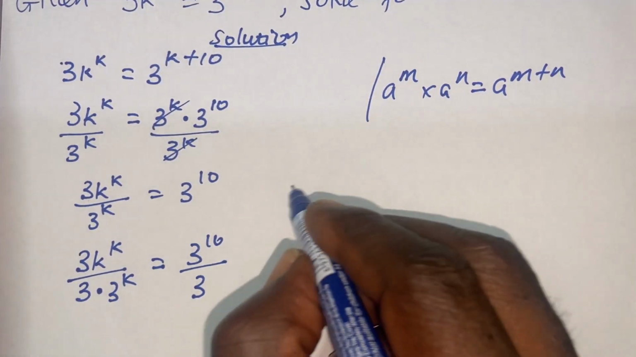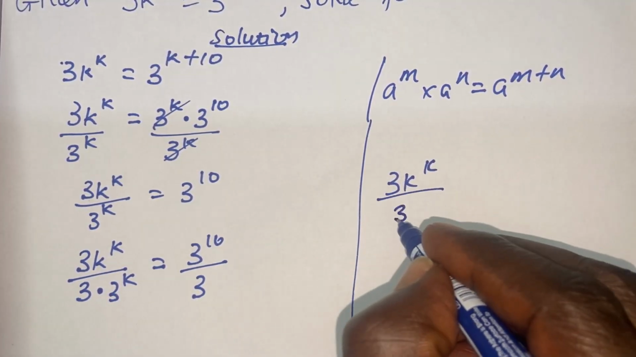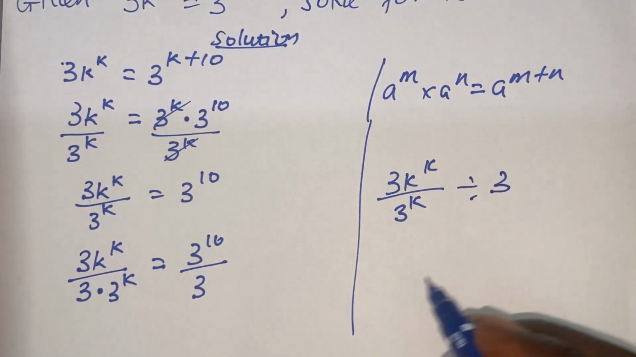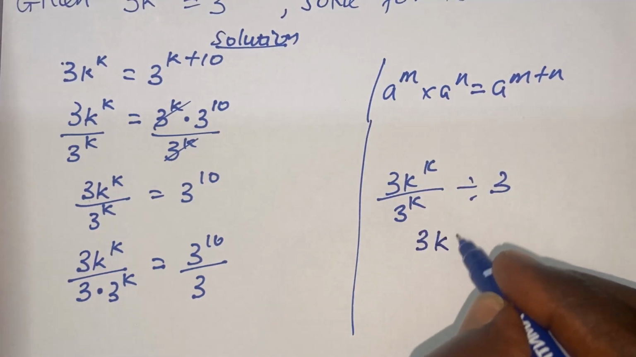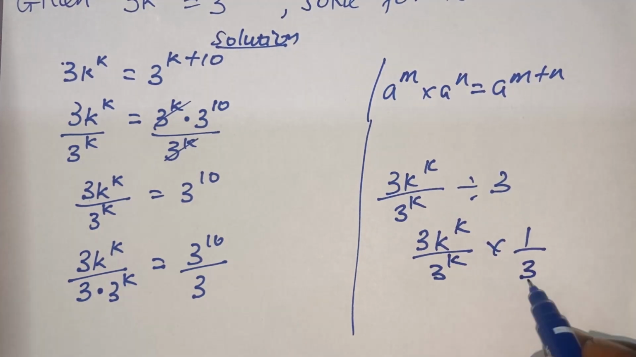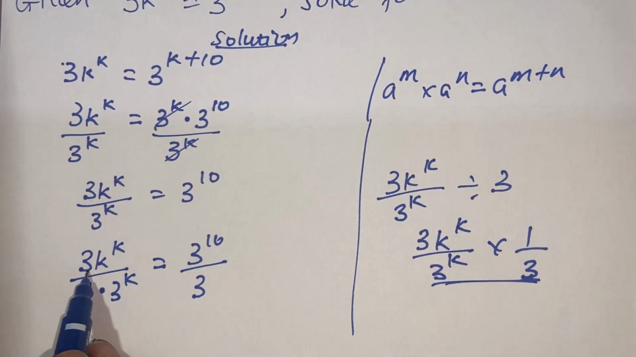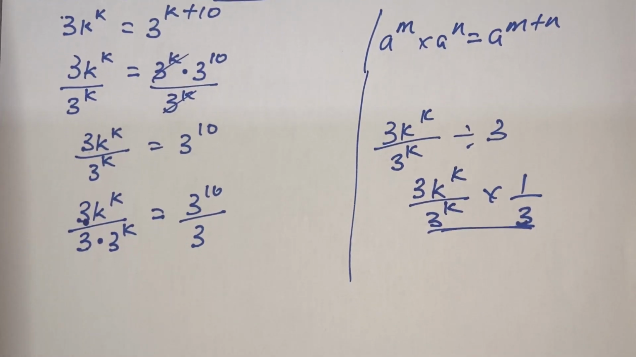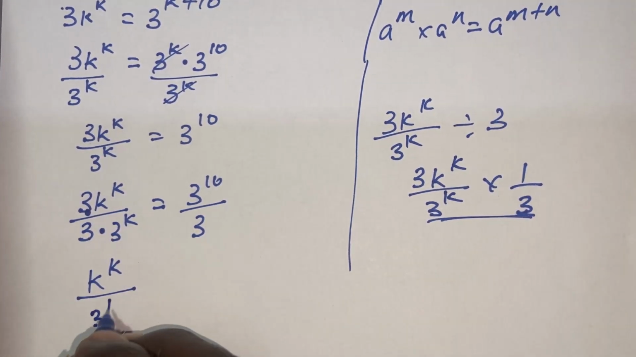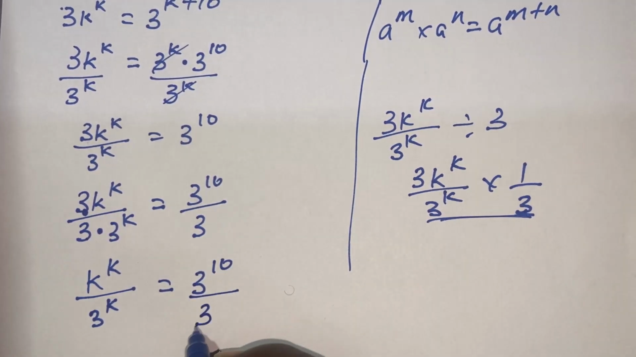This is as a result of, if I have 3k to the power k all over 3 to the power k, we said we are dividing it by 3, which is the same as multiplying by 1 over 3. It now becomes 3k to the power k all over 3 to the power k times 1 over 3. That is why we are seeing this multiplying over here. This 3, we take care of the 3 here. Now, I have k to the power k all over 3 to the power k is equal to 3 to the power 10 all over 3.